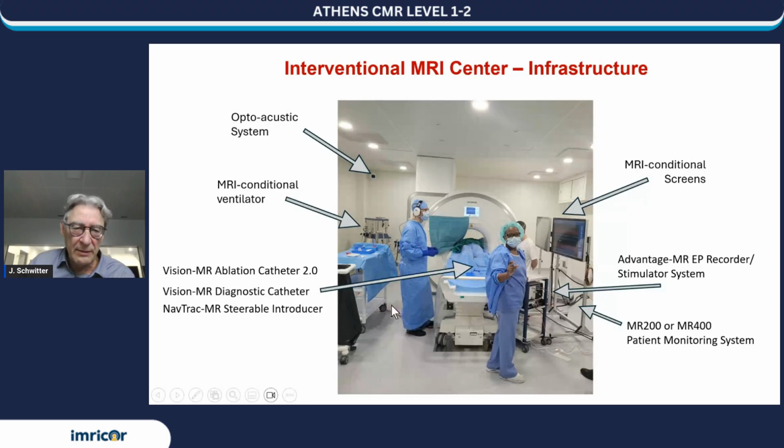Then you need an MR compatible catheter. So this is the Vision MR ablation catheter. Then there is a diagnostic catheter. And there is also an introducer, so a sheath that you can use to manipulate the catheter better inside the right atrium. Then there are screens here so that you see what you see outside; it's mirrored.